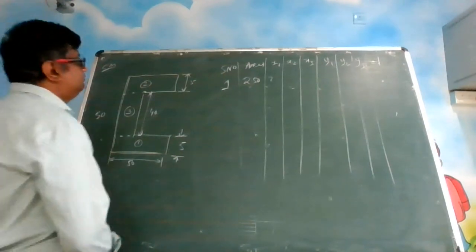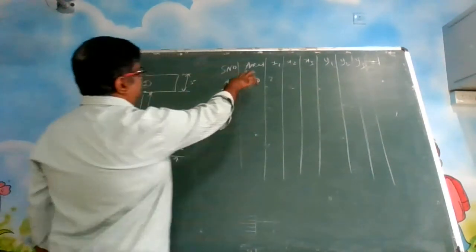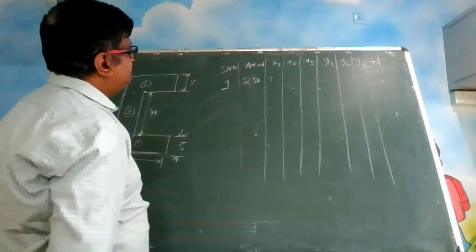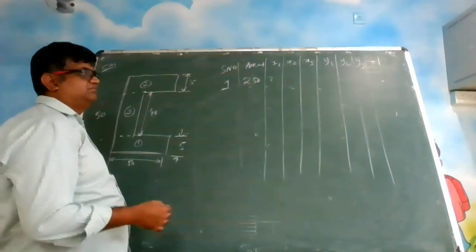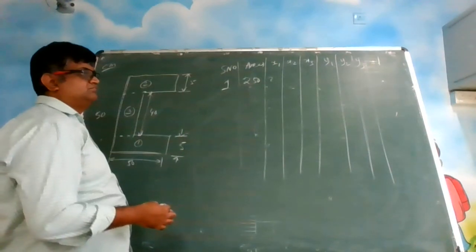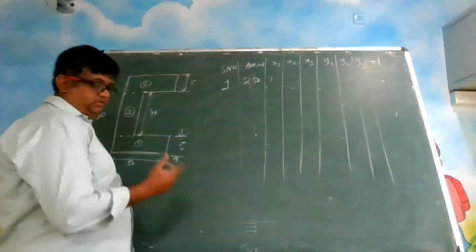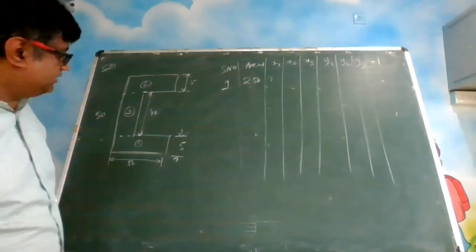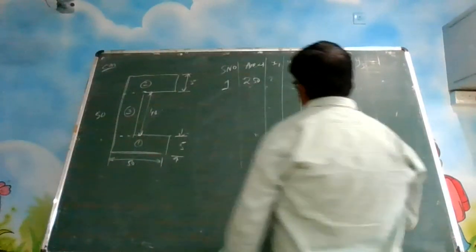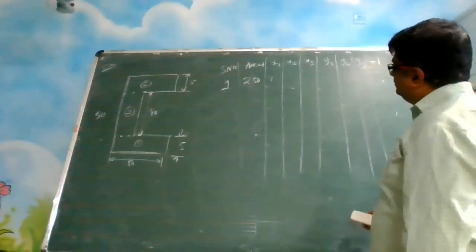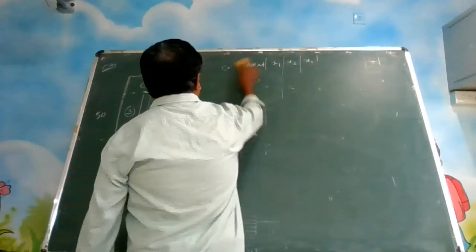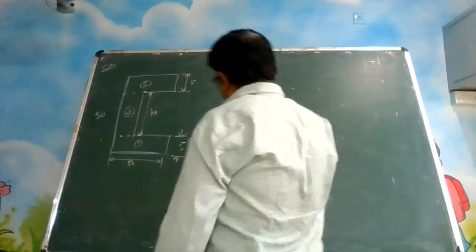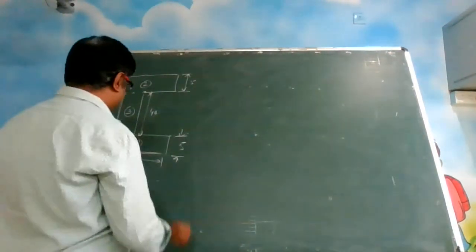Area into x1. Serial number, area, x1, x2, x3. We'll just calculate in our regular fashion. I just wanted to tell in terms of a table. Okay, leave this. Let us not get confused. Let us keep our life simple. सबको समझ में आना चाहिए कैलकुलेशन क्या कर रहे हैं.